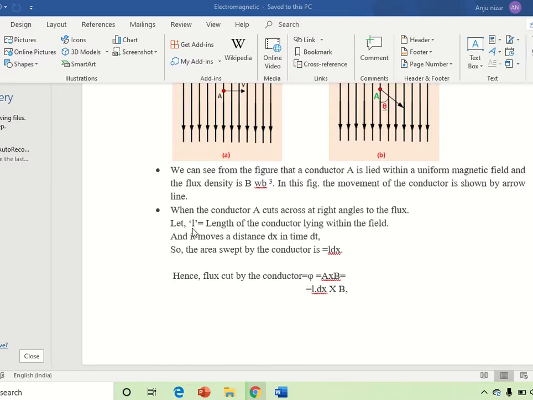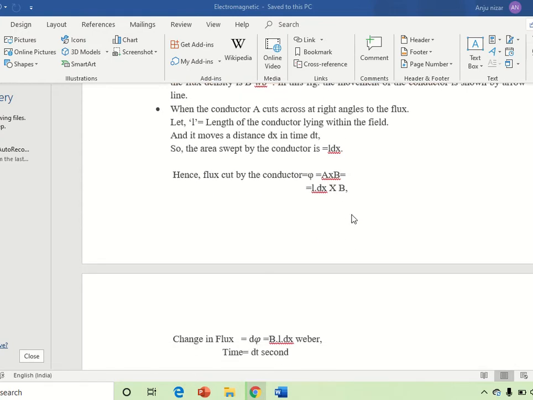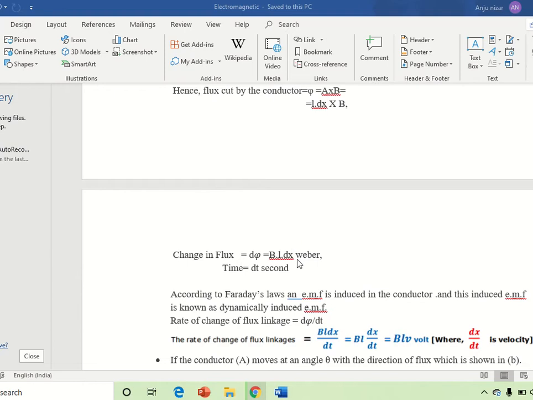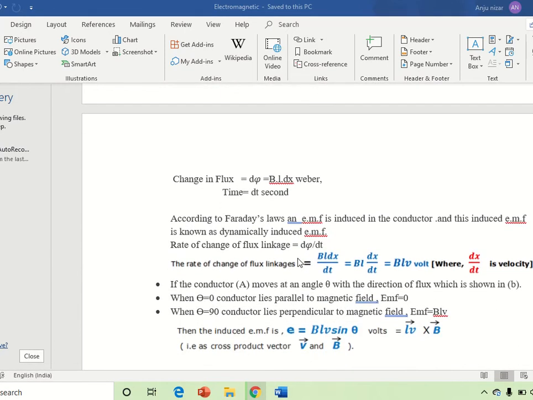This is the derivation we have already discussed. Let L be the length of the conductor. It moves a distance dx in time dt. Then the area is L into dx. What is the flux? Phi is A into B, so L into dx into B. That is, B L dx is the change in flux. So what is EMF? EMF is d phi by dt, that is B into L into dx by dt, and dx by dt is the velocity v.